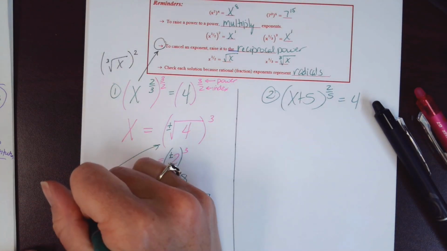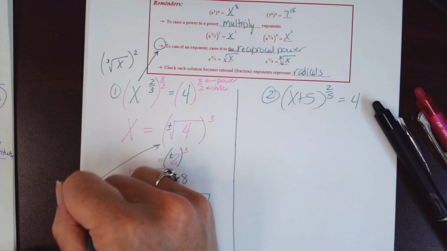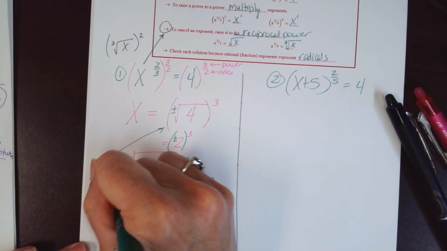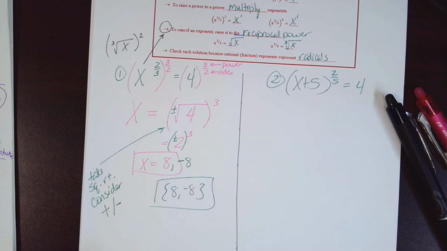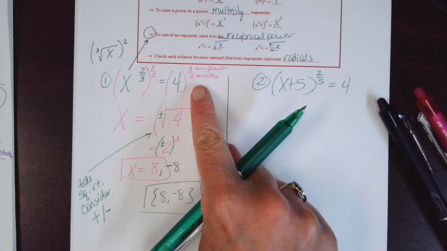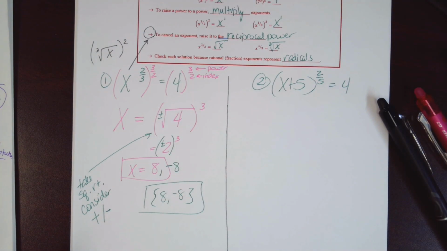Don't forget, when you take the square root, consider both options, plus or minus. Don't have to do that if I take the cube root, but if I take the square root, my index is even, I've got to consider both options.